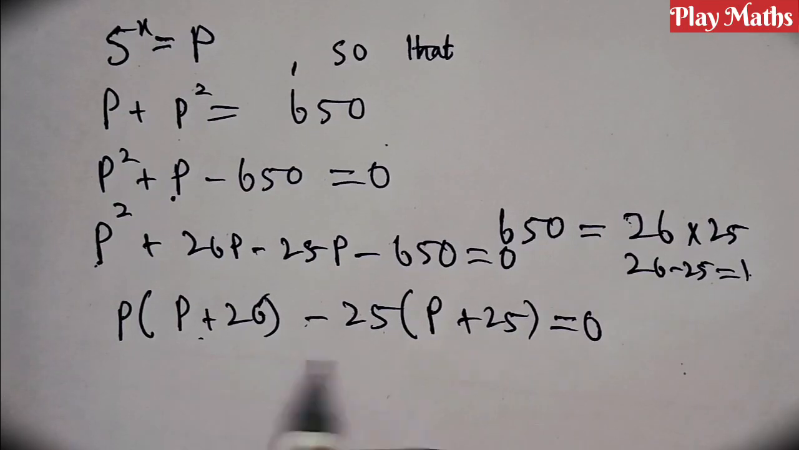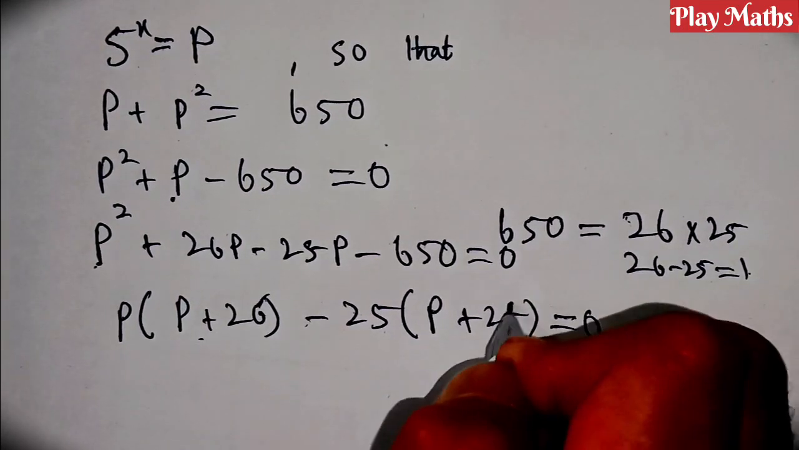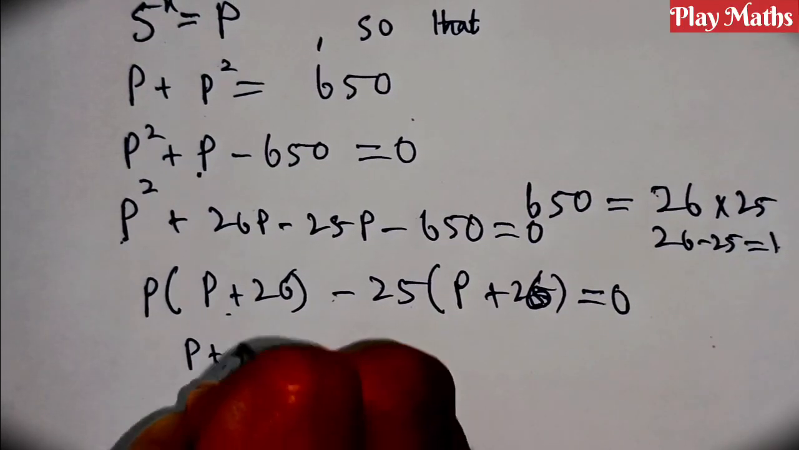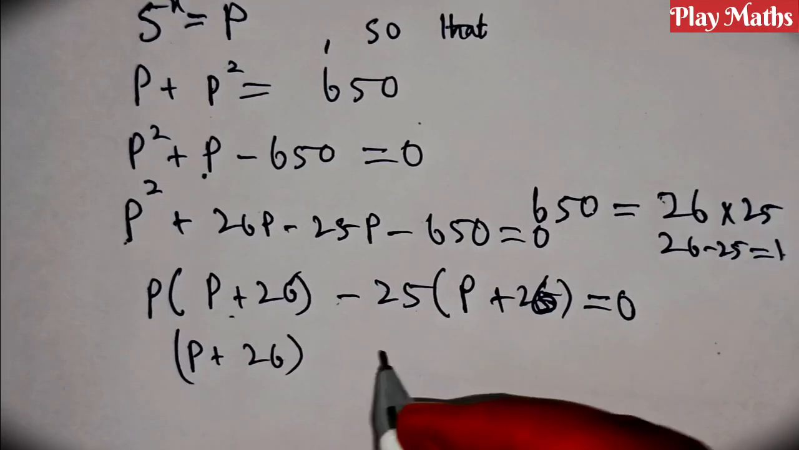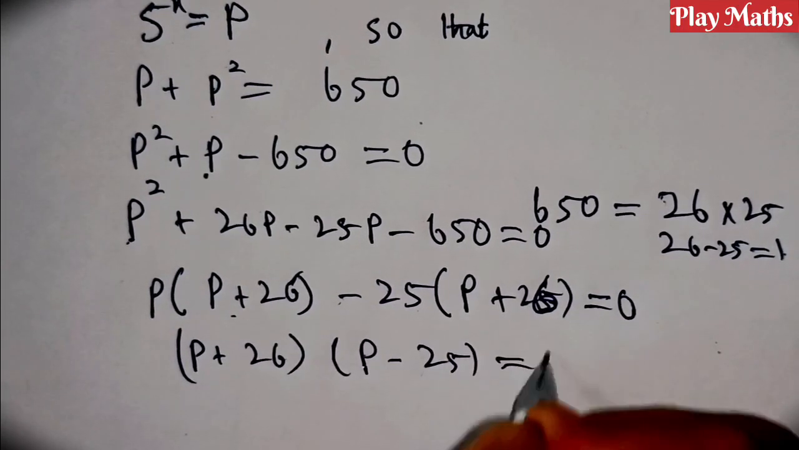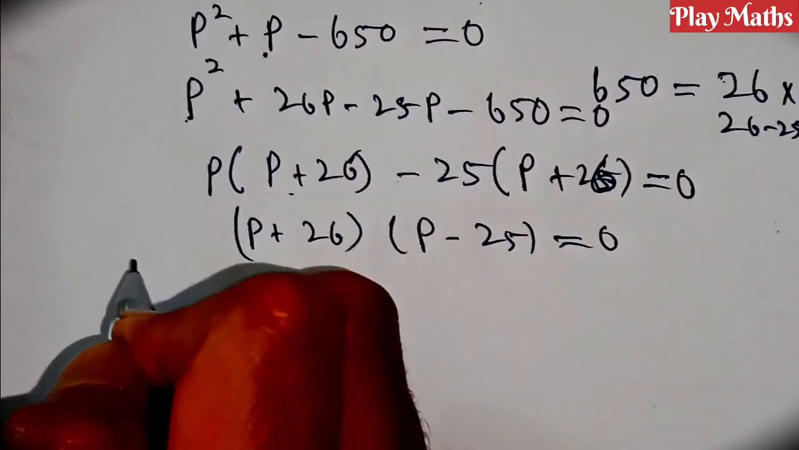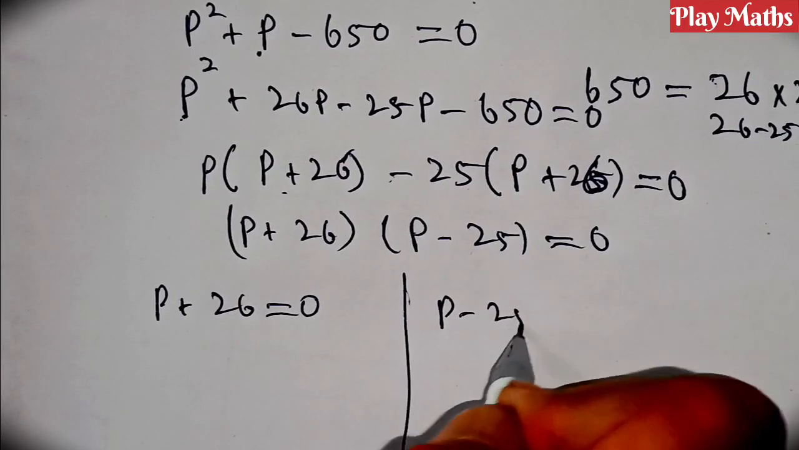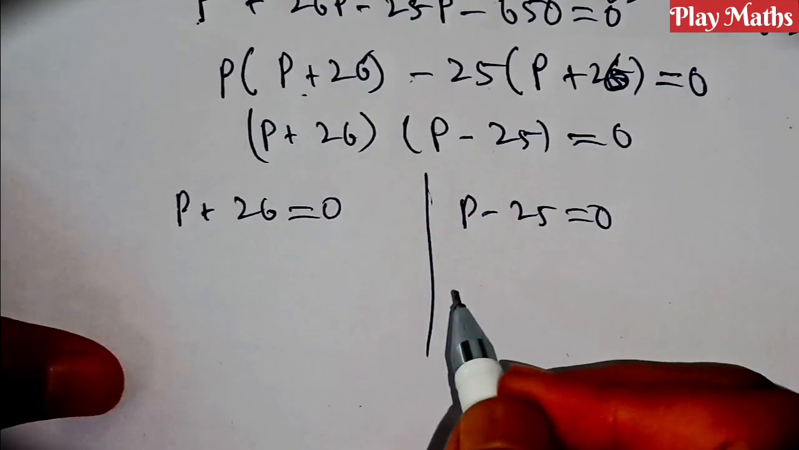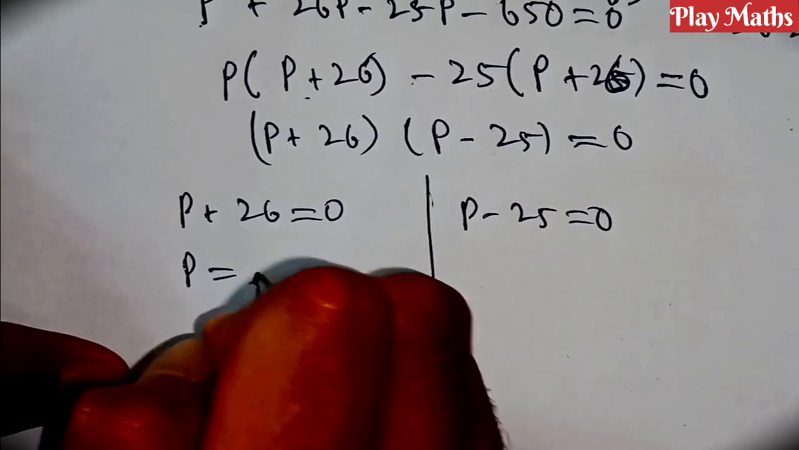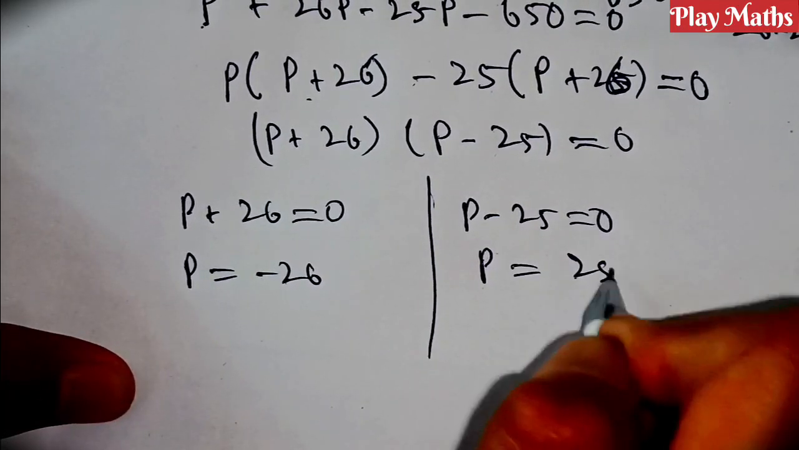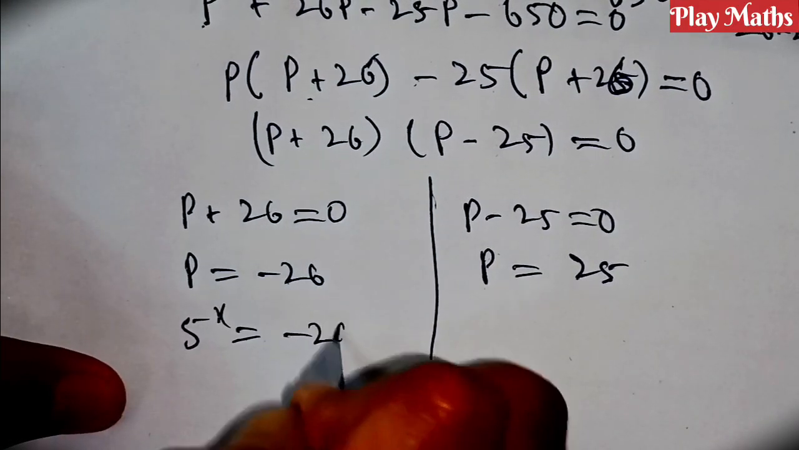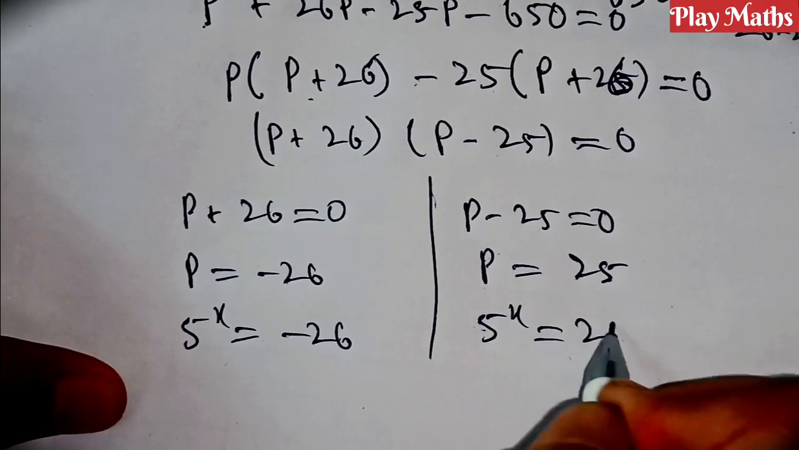Now in these two terms, p plus 26 can be taken common, remain p minus 25 equals 0. Now p plus 26 equals 0, p minus 25 equals 0. So p equal to minus 26, here p equal to 25. Now substitute the value of p, that is 5^x equal to minus 26 and here 5^x equal to 25.